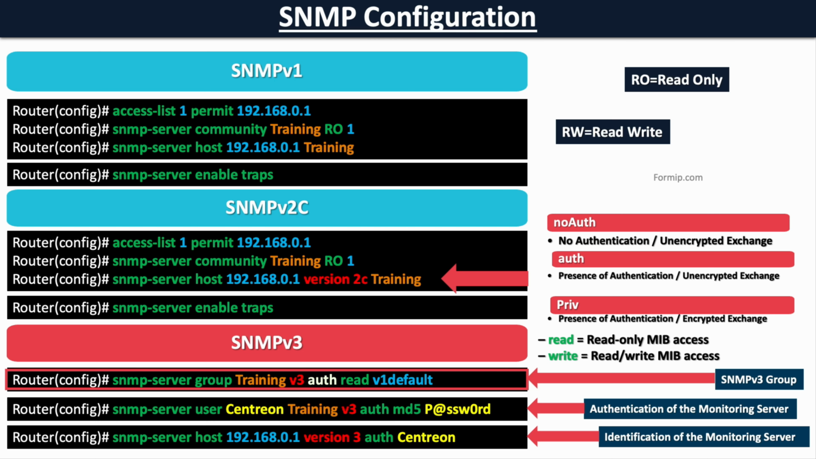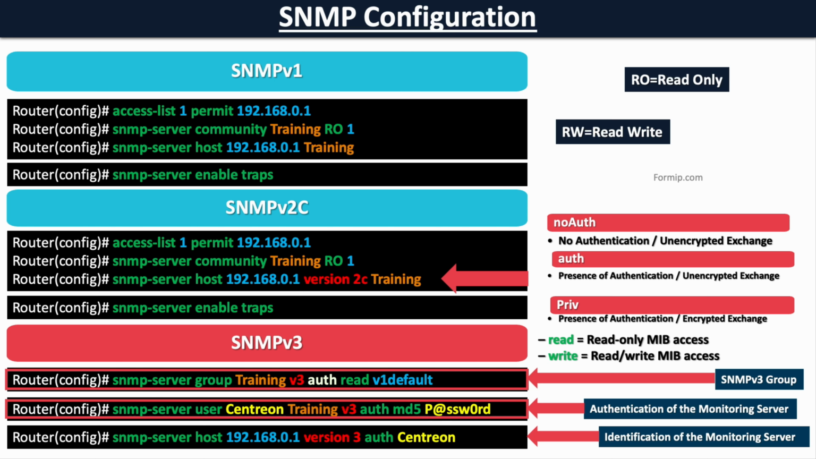Then comes the MIB access mode. It is either read or write, and the V1 default is an unrestricted view, because if desired, it is possible to give read or write access to certain MIBs.